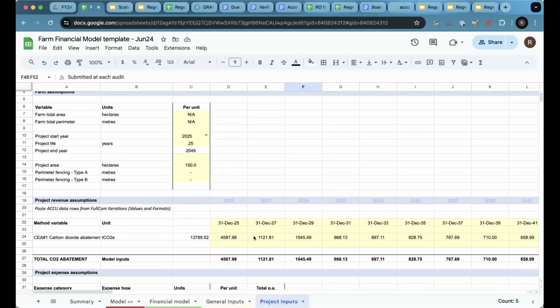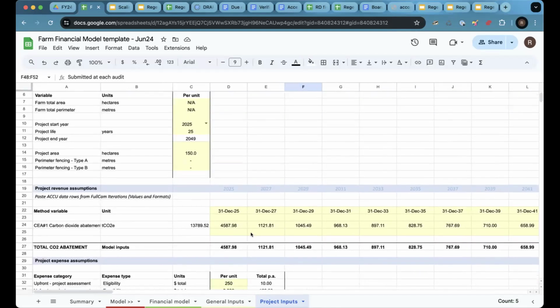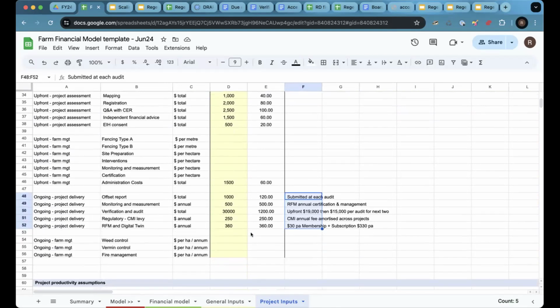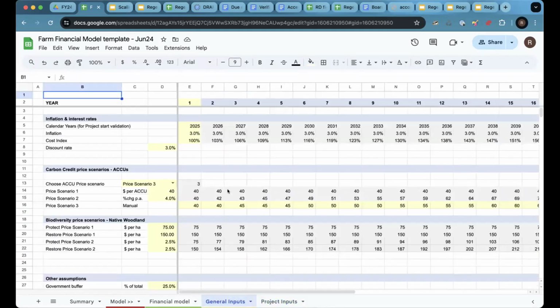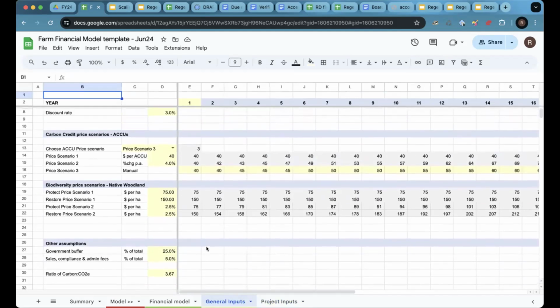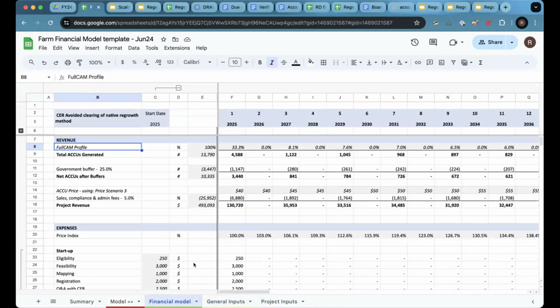That's where we grab the FullCAM numbers, so that the carbon abatement, or the tons of carbon equivalent being sequestered at the various years according to FullCAM, and then you've got these assumptions with respect to costs for the particular project. These are real costs, and these are roughly equivalent to what Christophe was just taking us through earlier. We've got a general inputs page where we can model assumptions with respect to inflation and different price scenarios. And then you've got the financial model.